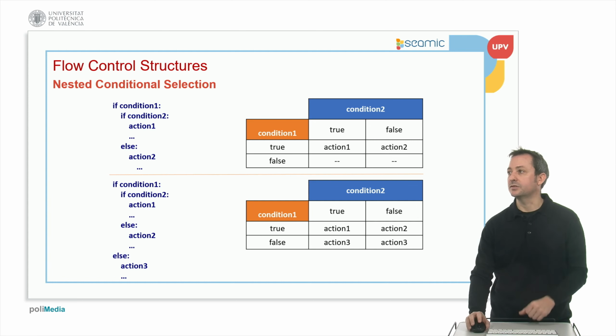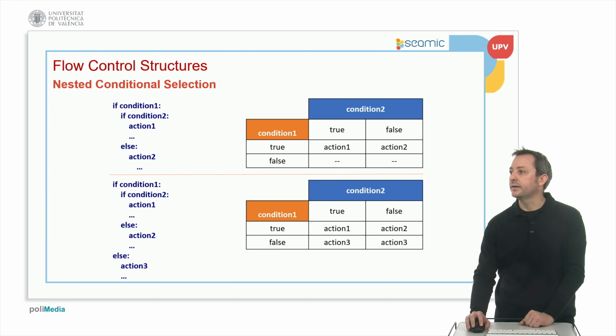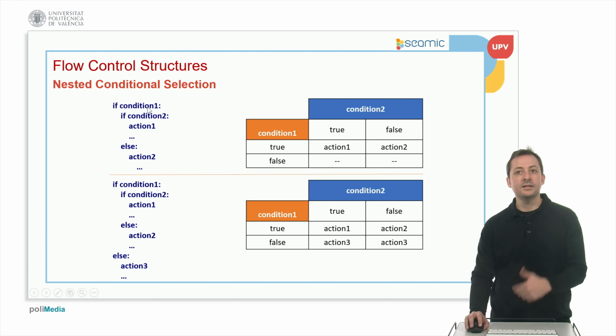So these nested structures allow us to compare several conditions one after the other, or let's say one inside the other. So here in this first example, if condition 1 is true, then we compare if condition 2 is true, and in this case we perform action 1.